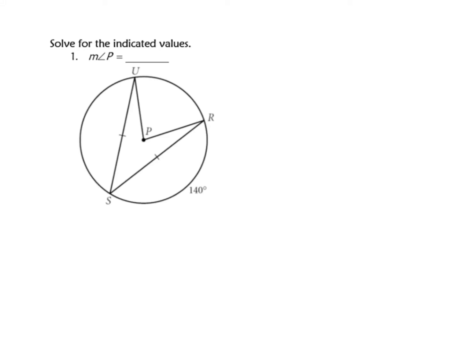Okay, for problem number 1, I see I have two congruent chords here and here, which means I have congruent arcs. So I know that this arc here has to be 140 as well. If I take 360, subtract each of the two arcs I do know, 140 and 140, I'm left with 80 degrees. That arc is also the measure of the central angle. So number 1 is 80.